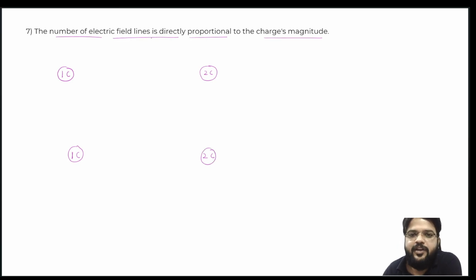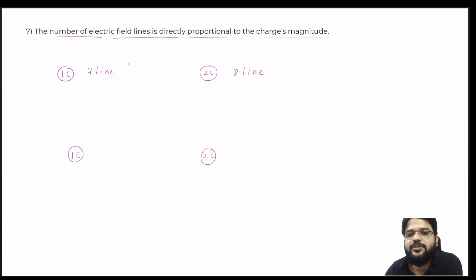So the number of electric field lines is directly proportional to the magnitude of charge. If we are representing 1 coulomb charge with 4 lines, then for 2 coulomb, how many field lines do we need to take? Think about it, everyone. If for 1 coulomb charge we are representing with 4 lines, then for 2 coulomb charge we need to take 8 lines, correct? Because here we have proportionality between the magnitude of charge and the number of field lines.